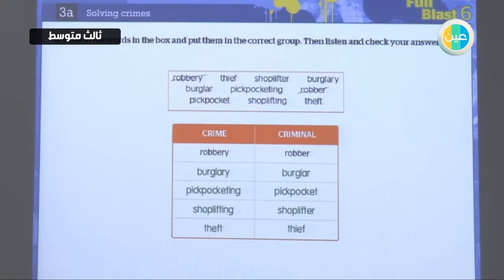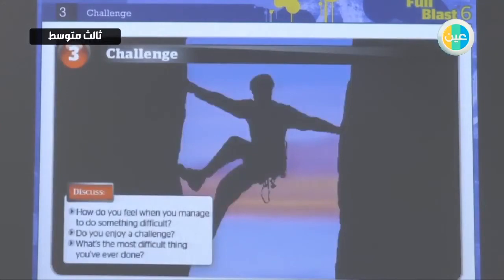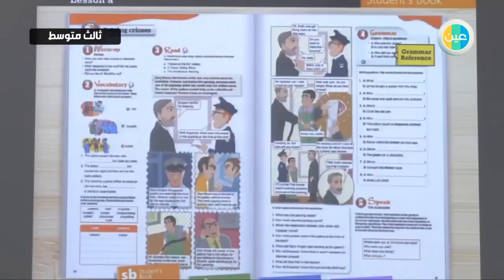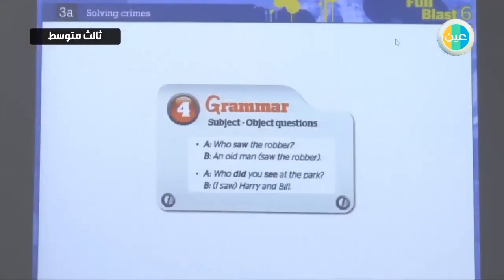Now, I want you to choose one word and try to put it in your own sentence at home. Now we're going to move to the following part, which is the grammar part. At this part, we're going to practice using the subject-object questions. At page 35, I want you now to read those two kinds of questions and look carefully to the words written in bold.